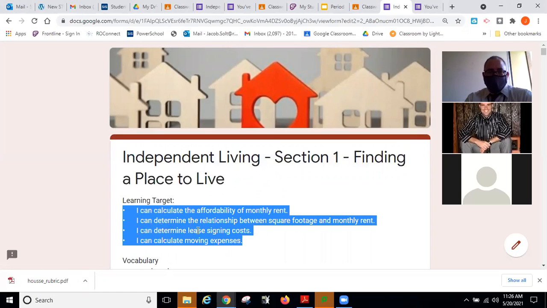I can determine the relationship between square footage and monthly rent. That's what we did Tuesday. I can determine lease signing cost. That's what I did on the video on Wednesday that you can complete as async work. And then moving expenses is what we're going to start, I think, working on today.